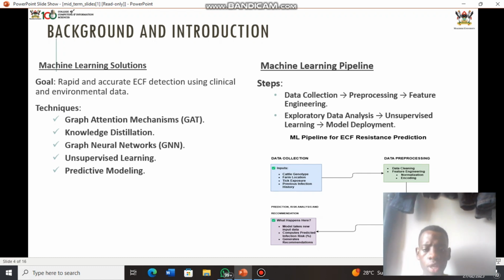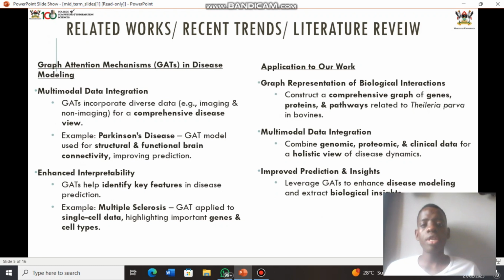The model takes the new input, computes the predicted infection risk percentage, and then generates the recommendation for either the farmers, the veterinary doctors, the geneticists, or the regional authorities concerned for the cattle in the particular area.